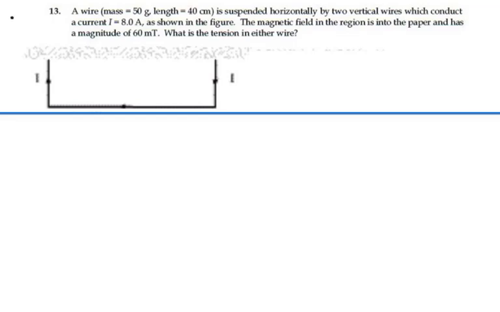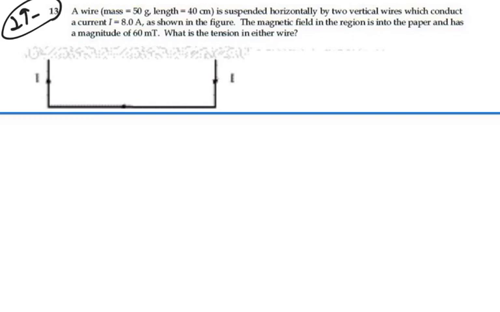Here's problem 2913. A wire of mass 50 grams and length 40 centimeters is suspended horizontally by two vertical wires which conduct a current of 8 amps, as shown in the figure. The magnetic field in the region, into the paper, has a magnitude of 60 millitesla. What is the tension in each wire?